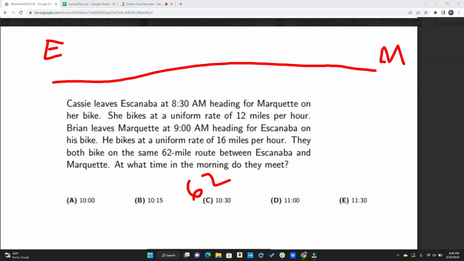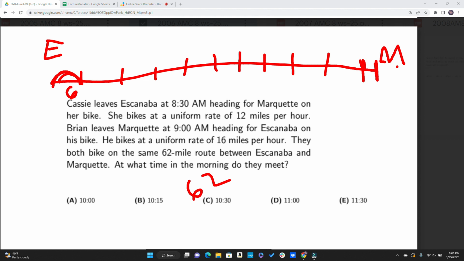And here we can draw out some distances. Let's say those are all 6 mile gaps: 6, 12, 18, 24, 30, 36, 42, 48, 54, 60, and 62. So those are those distances. In the first half an hour, Cassie went that distance.